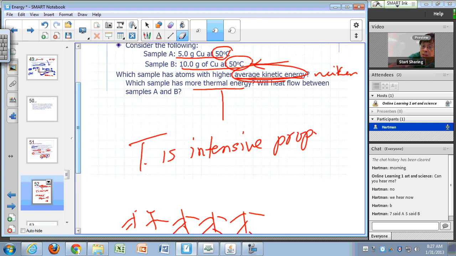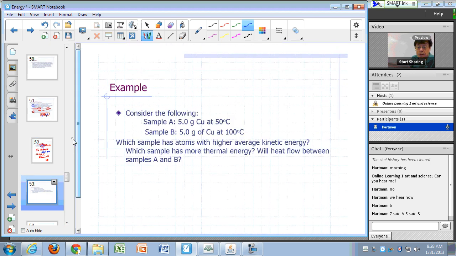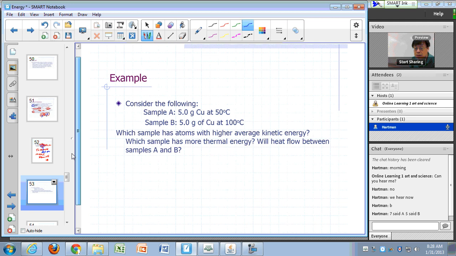But thermal energy, on the other hand, is an example of an extensive property. You double the amount of sample you have, then you're going to have twice as much thermal energy, even though the sample is at the same temperature. So here's another question. It's the same one. Looks like I duplicated my slide. Oh no, I did not. This is at 100 degrees. 50 degrees versus 100 degrees. So which sample, let's look at our first question, has higher average kinetic energy? A or B?